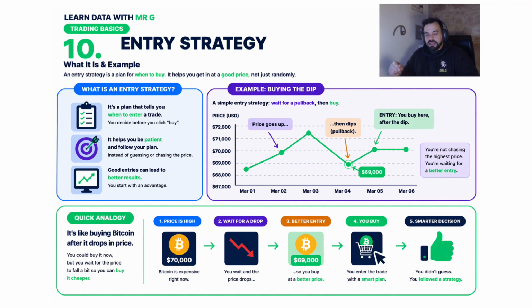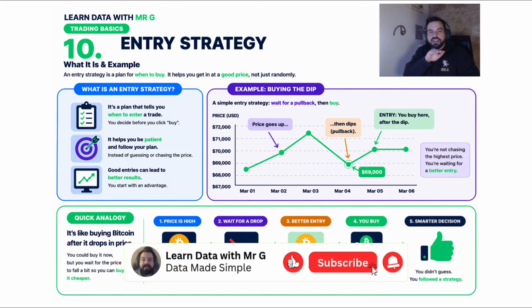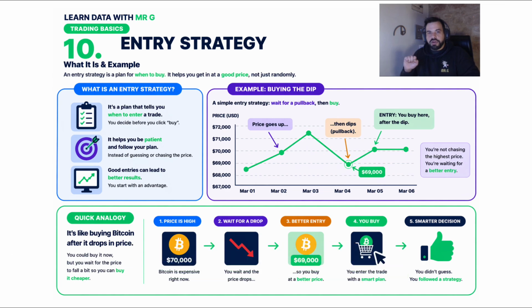A very good example of an entry strategy is, for example, we can decide to buy every day. So every day at 10 a.m., we just automate an order for 10 euros, let's say. That is an entry strategy which is repetitive and is known as dollar cost averaging. You can schedule this every day, every week, every month, but the more entry points you have, the better, because you are going to smooth the price and try to get a more stable average price.